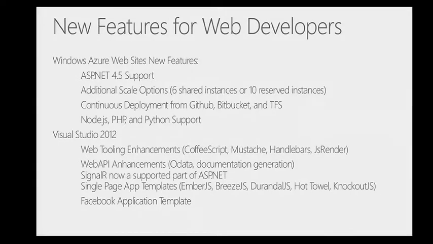For Windows Azure websites, ASP.NET 4.5 support. That's something a lot of people asked for. We dropped that a couple months back into the solution. So you can build solutions on .NET 4.5 and deploy it to Windows Azure websites. We've increased the scale-out options from 6 shared instances or 2 reserved instances to 6 shared instances or 10 reserved instances. Before it was about half of that.